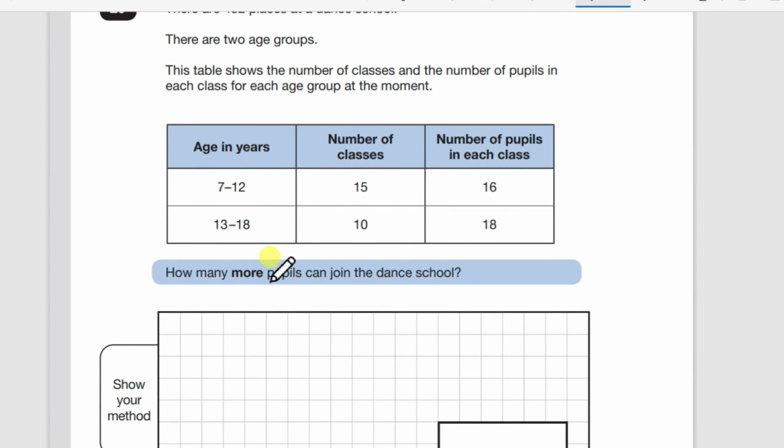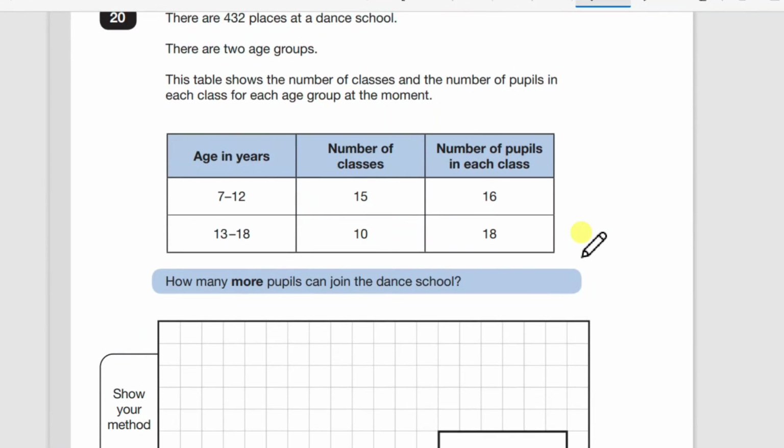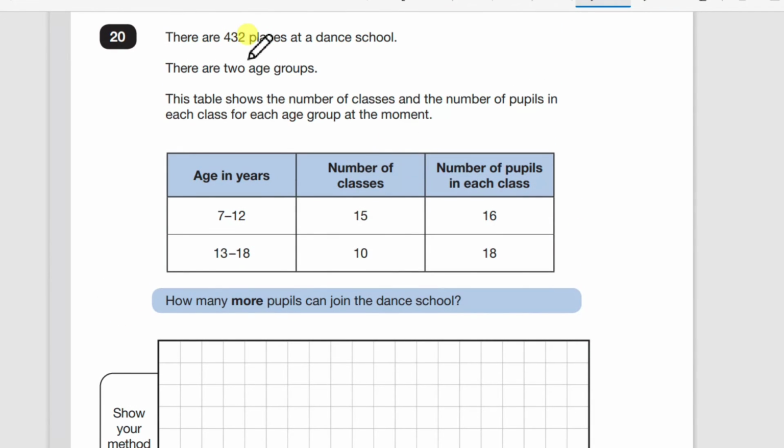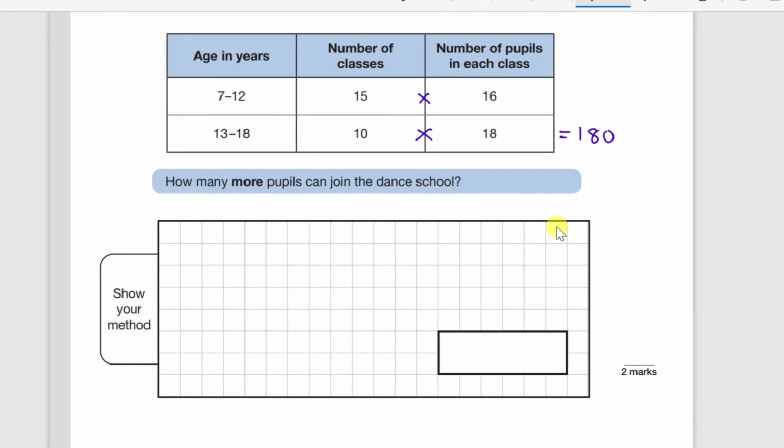Now, how many more pupils can join the dance school? Well, let's have a look. We know there's 432 places, so let's work out how many children there are in each class, yeah? So let's do the bottom one. 10 times 18 is going to give us 180. That's how many pupils there are all together in that age group. The next one, you need to do 15 times 16. Well, to do that, let's work out separately. 16 times 15. A nice quick way to work this out is to times it by 10 and then by 5. So let's do that way, yeah?